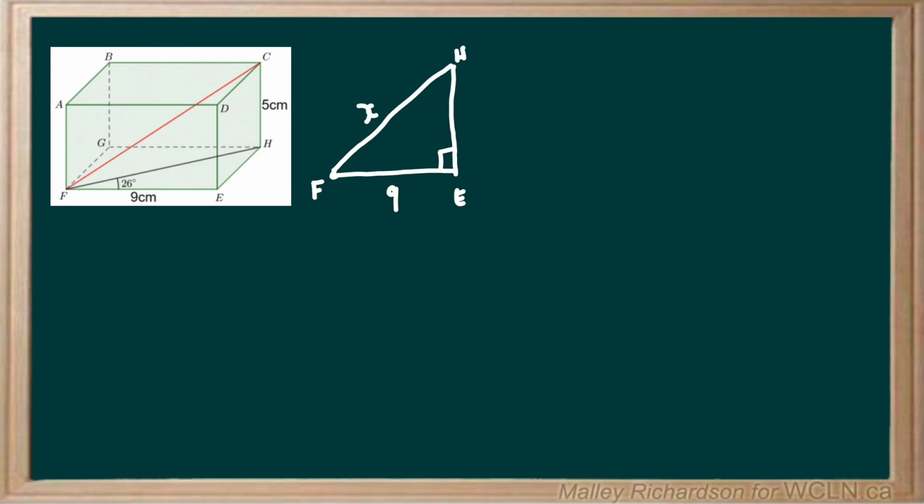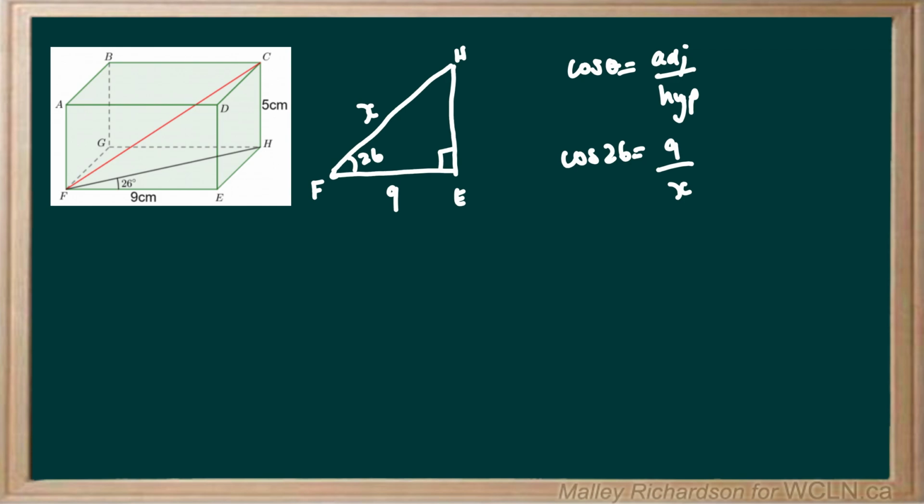The question also gives us our angle at corner F to be 26 degrees. So using 26 degrees and the length of 9, we need to solve for X. Because 9 is adjacent to the angle of 26, we're going to use cos theta equals adjacent over hypotenuse. So filling in what we know, we have cos 26 equals our adjacent of 9 over our hypotenuse of X.